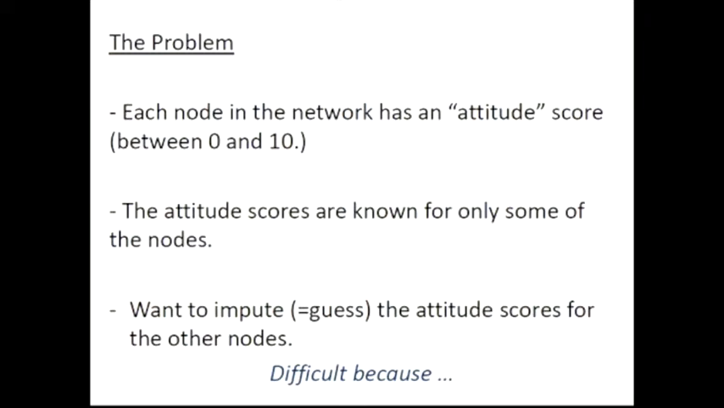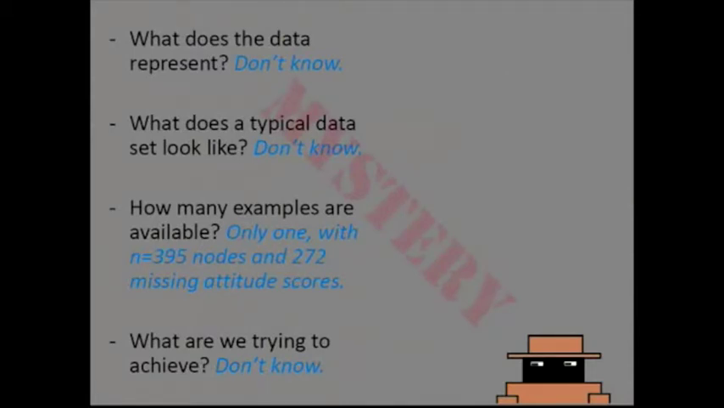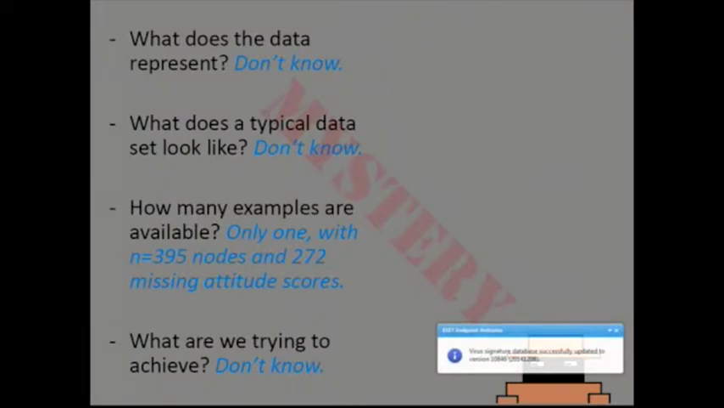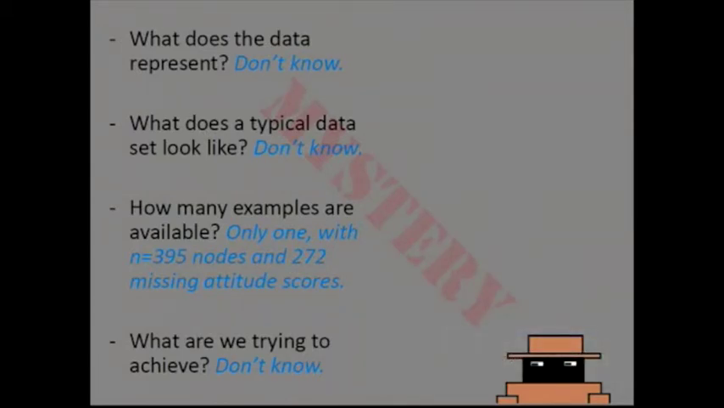There are various reasons why this is difficult. In this particular case, as I said, I'm not too sure what the data is supposed to represent, because it's secret. I don't know what a typical data set looks like, because I only had one example data set that was declassified enough to play with. For that data set, we only have 395 nodes, and 272 of the attitude scores are missing. So there's quite a lot of missing attitude scores. Most importantly, the client wants to know, for some reason, what the attitude score should be for the missing nodes, but I don't know why they want to know. And obviously, if you don't have the final thing you're trying to find out in mind, it's not clear how you should proceed. It makes it more challenging.